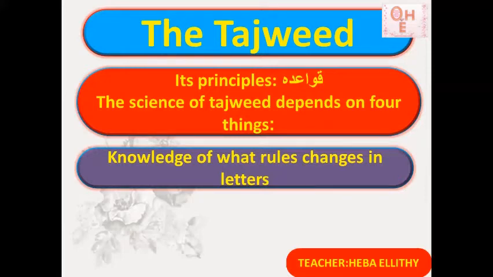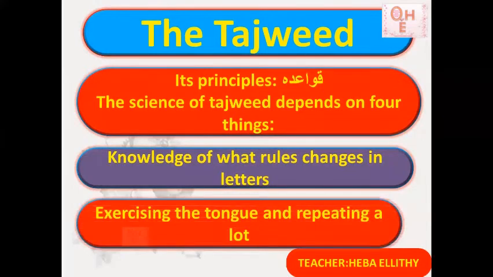Number 3 is knowledge of the rules that change the letters. What we mean by that, for example, the tanween. If I have ضمتين at the end of any word, or any tanween, and I connect the letter coming after it, I should follow إخفاء or إظهار or إدغام or إقلاب, the rules of نون ساكنة, for example. So we should know the rules of tajweed, to know the rules of the changing of the letters.